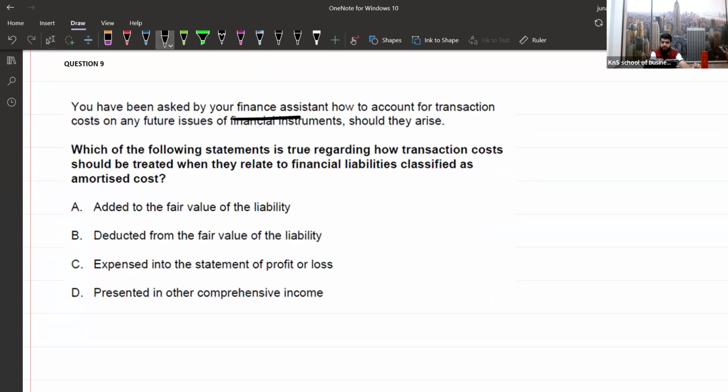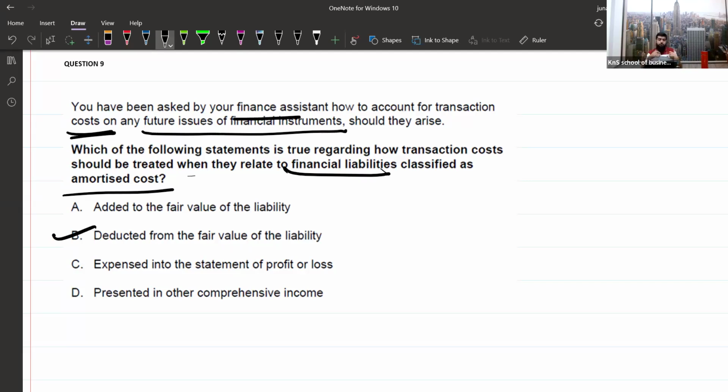You have been asked by your finance assistant how to account for the transaction cost on any future issues of the financial instrument should they arise. Which of the following statements is true regarding how the transaction cost should be treated when they relate to a financial liability classified as amortized cost? If you have issued liability instruments using amortized cost, how should it be accounted for? Very good, excellent. It should be deducted from the fair value.